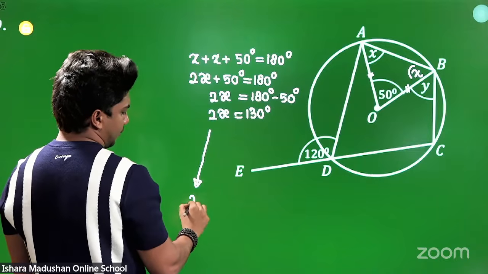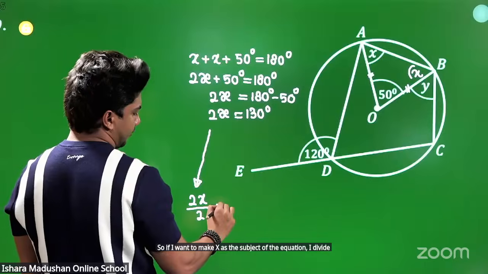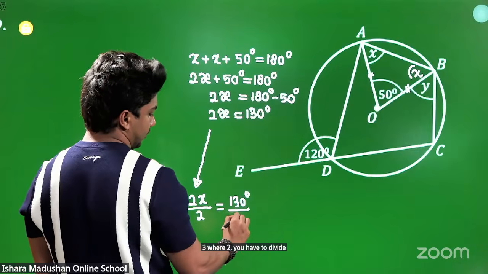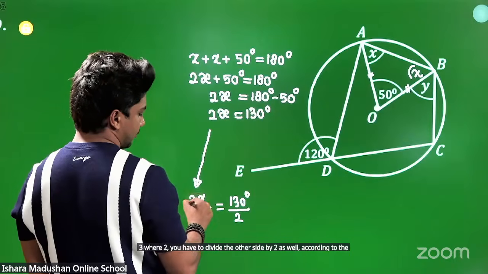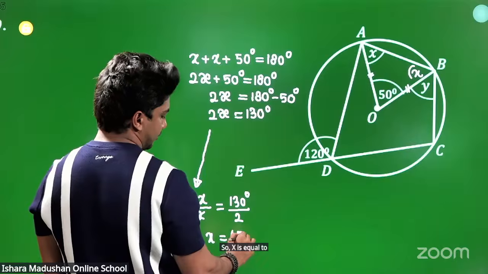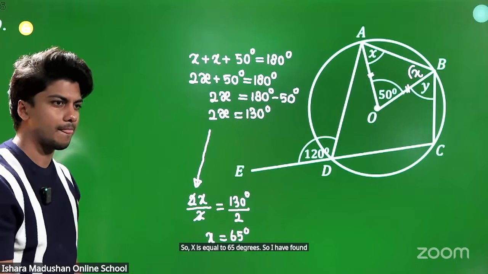So if I want to make x the subject of the equation, I divide this side by 2. If you divide one side by 2, you have to divide the other side by 2 as well, according to the axioms. So x is equal to 65 degrees. So I have found x.